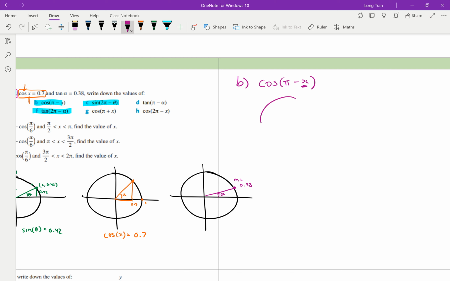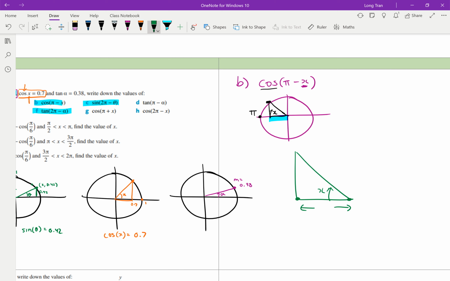When I draw my unit circle, where is pi? Pi is over here. Minus x means I'm going back by an x angle. So this is my triangle here. This is the point. Now they want me to find cos, which means I'm finding the horizontal length. So the horizontal length of this triangle. I'm going to draw the triangle again. This is x, and I'm trying to find this distance.